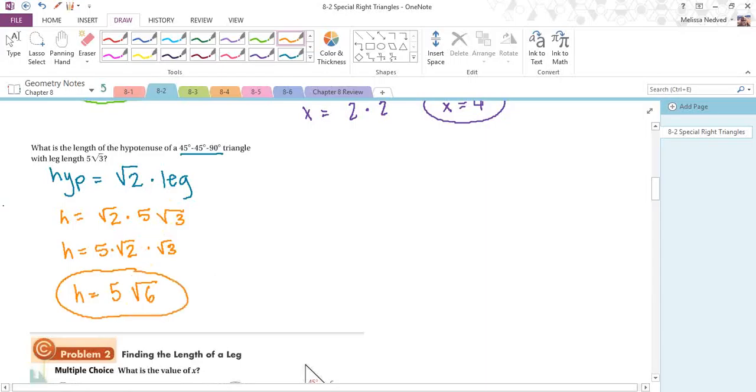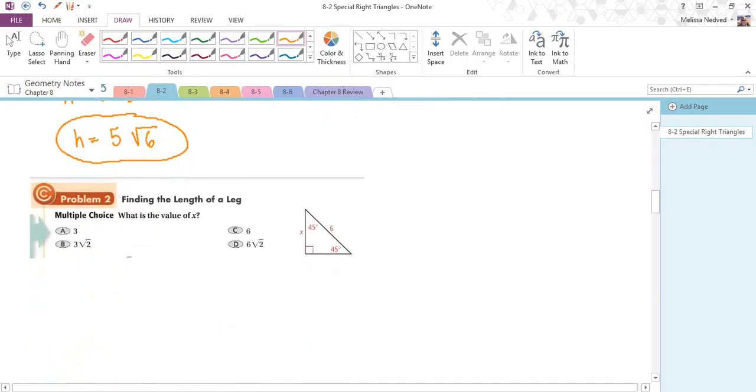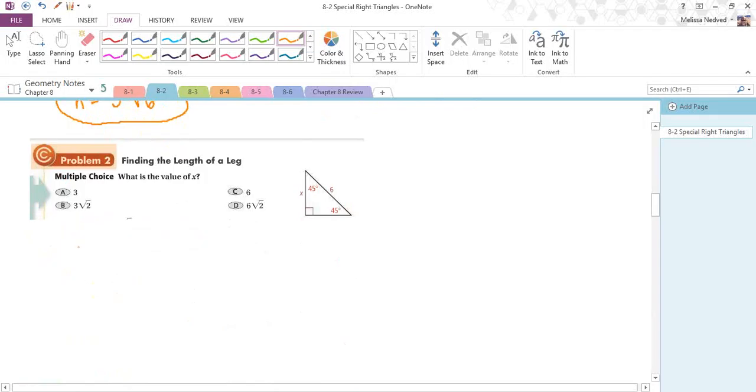Okay? So that's applying that method of 45, 45, 90 when I know the leg and I'm looking for the hypotenuse. All we really did there was substitution and then a little bit of simplification with radicals. That might be some review for you. Maybe you haven't seen that in a while, but pretty straightforward. Plug and chug.